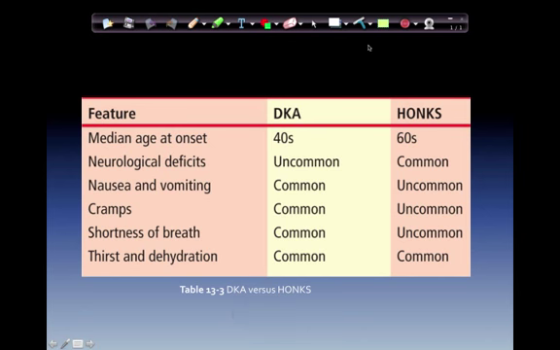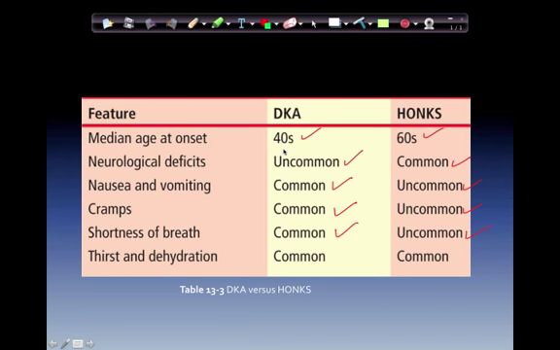This is table 13.3, DKA versus HONKS. Variations here. So DKA, generally median onset is about 40, where HONKS is about 60. Neurological deficits in DKA are uncommon, where in HONKS, hyperosmolar, they are common. Nausea and vomiting, common in DKA, but uncommon in HONKS. Cramps, common in DKA, but uncommon in HONKS. Shortness of breath, common in DKA, but uncommon in HONKS.